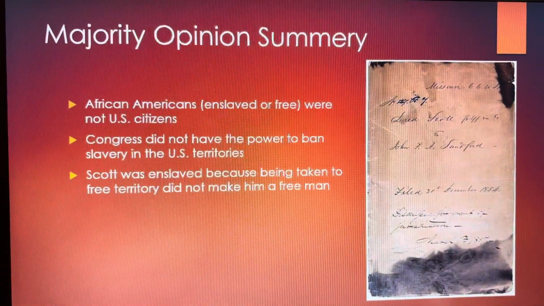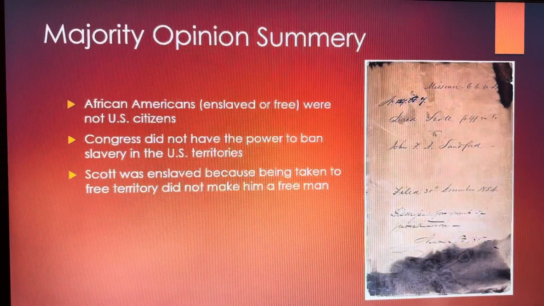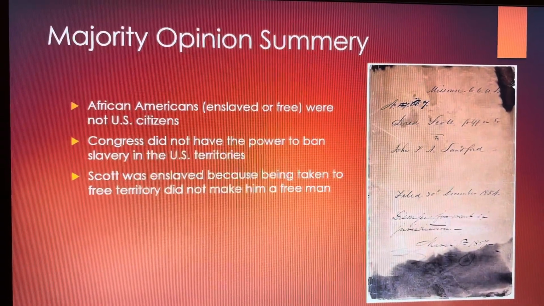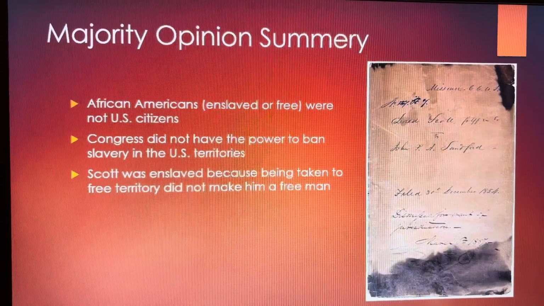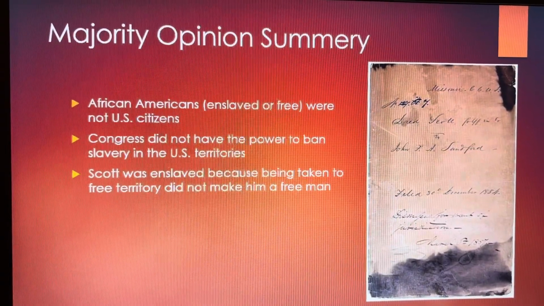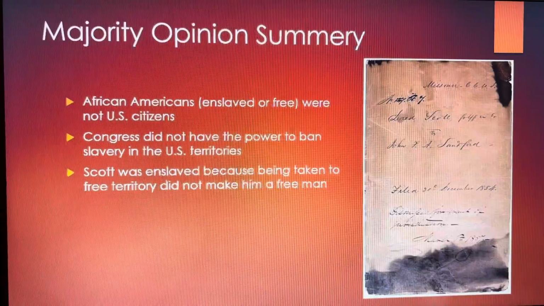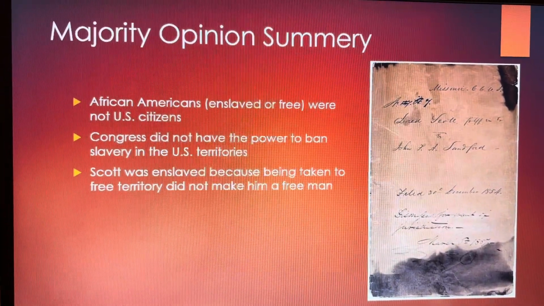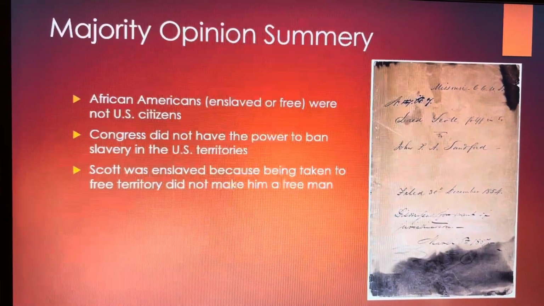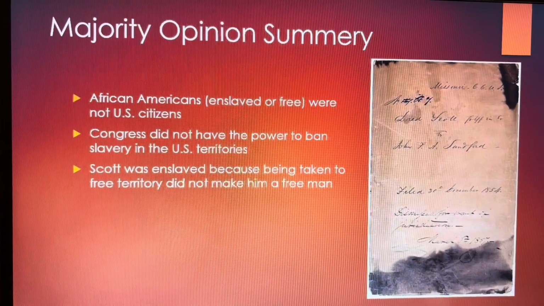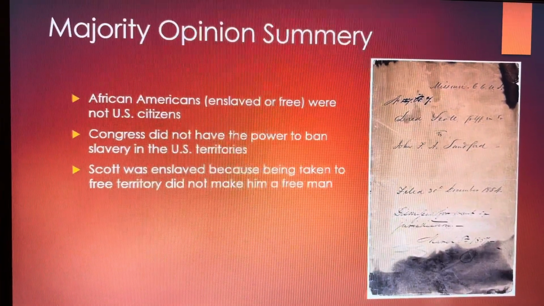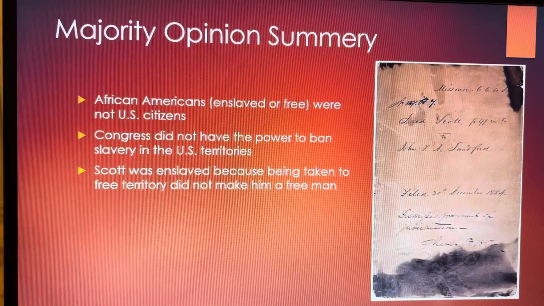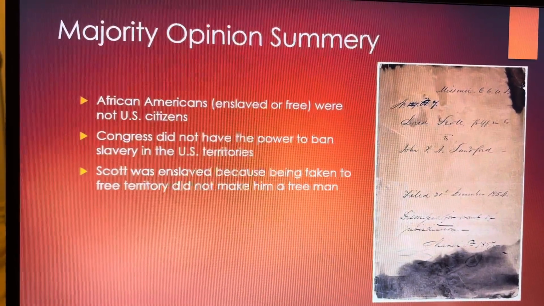The majority opinion summary. The court ruled African Americans, free or enslaved, were not U.S. citizens, and therefore Scott could not sue in federal courts. Congress did not have the power to ban slavery in the U.S. territories, declaring the Missouri Compromise unconstitutional. Scott was still enslaved because being taken into free territory did not make him free.